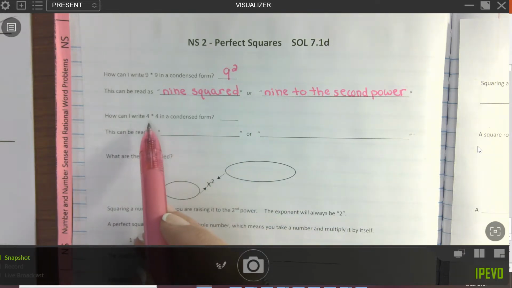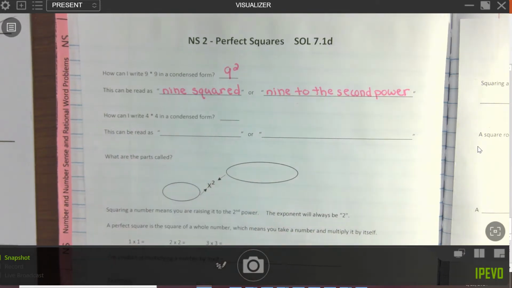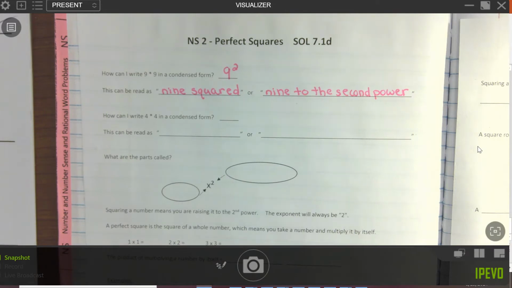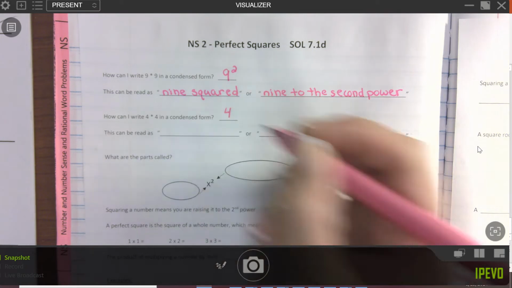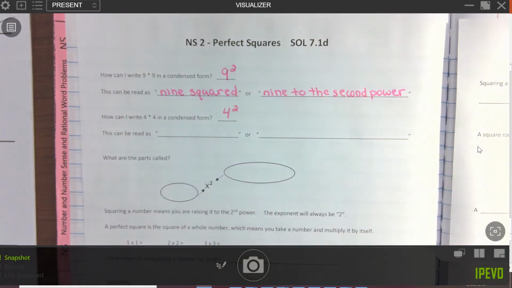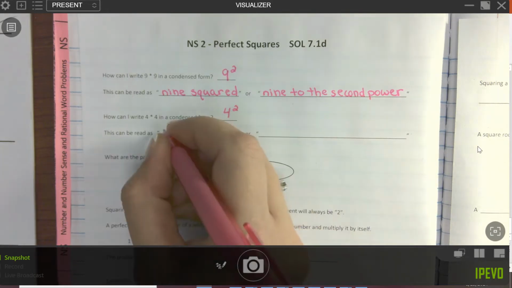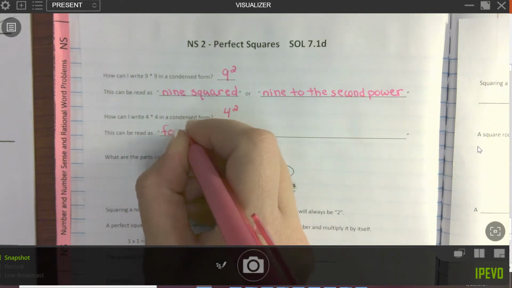So a very similar example next. How can I write 4 times 4 in condensed form? Same idea. I would use that little 2 to show that I'm multiplying the 4 times itself. And I would read that 4 squared.